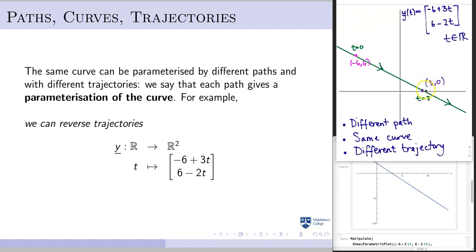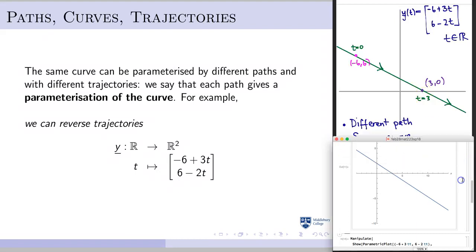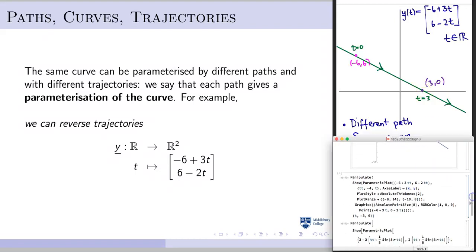And here, the point that we had to define our line is actually obtained after 3 time steps. Also, we'll see that we get a different trajectory because we're going along this line in a different direction. We can see this in the following animation.